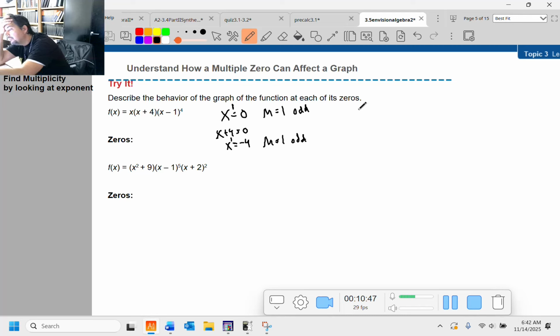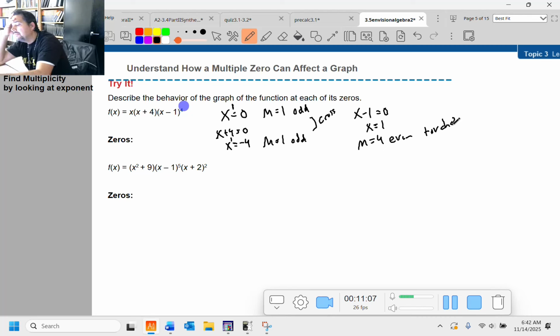And here's the last one. x minus 1 is a 0, and x equals 1. If you just look at its exponent, you'll find that its multiplicity is 4, which is even. So these odd ones, they cross, and this even one touches.